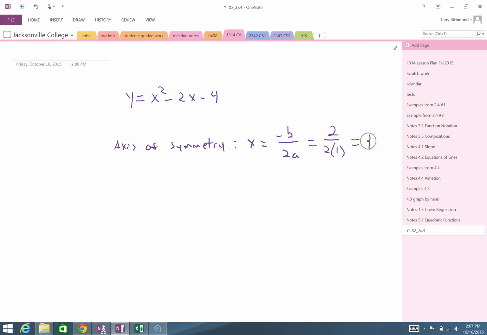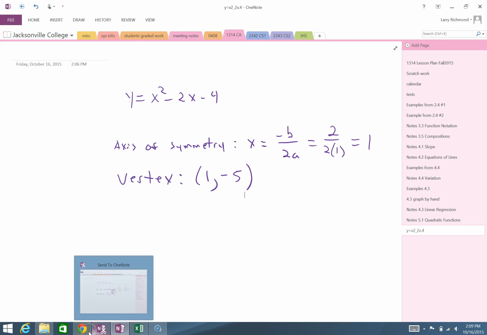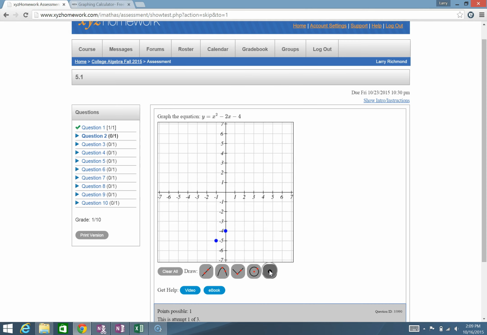Now I can find the vertex by substituting the 1 in here. The vertex will be the point 1, comma, whatever comes out once we substitute in 1. Well, 1 squared is 1. 2 times 1 is 2. 1 minus 2 is a negative 1, minus 4 is negative 5. The vertex is at 1, negative 5, right there.